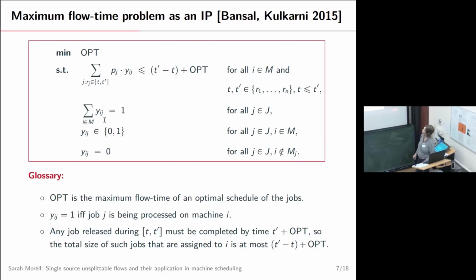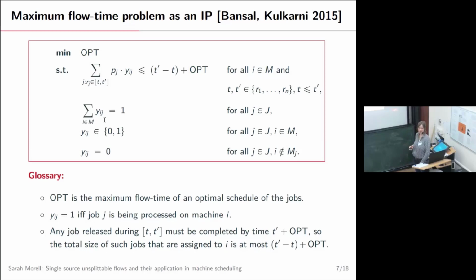It says that whenever a job is released during an interval t prime, then it must be completed by the time t prime plus the time of the optimal schedule. So it has to be completed by time t prime plus opt. And so the total size of such jobs that are assigned to this machine can be at most t prime minus t plus opt. And now we're restricting ourselves to t prime being within the set of release dates, as those are actually the tightest bounds. And you will see, this constraint is actually quite important for the analysis in the end.